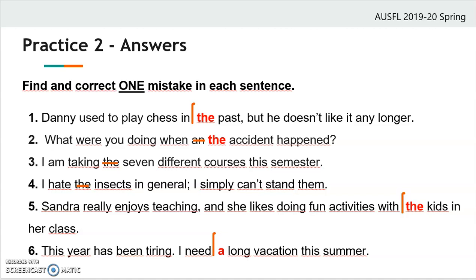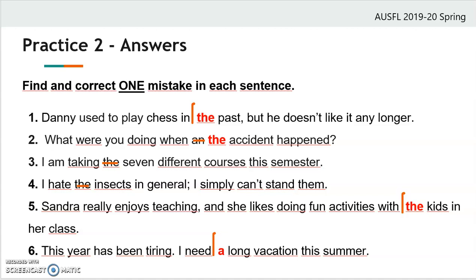Exercise 3. I'm taking the 7 courses. We don't use the here. We talk about 7 courses in general. We're not specifying them. I hate the insects in general. I simply can't stand them. We don't use the because the speaker hates insects in general, as he or she says. He or she is not talking about a particular group of insects.